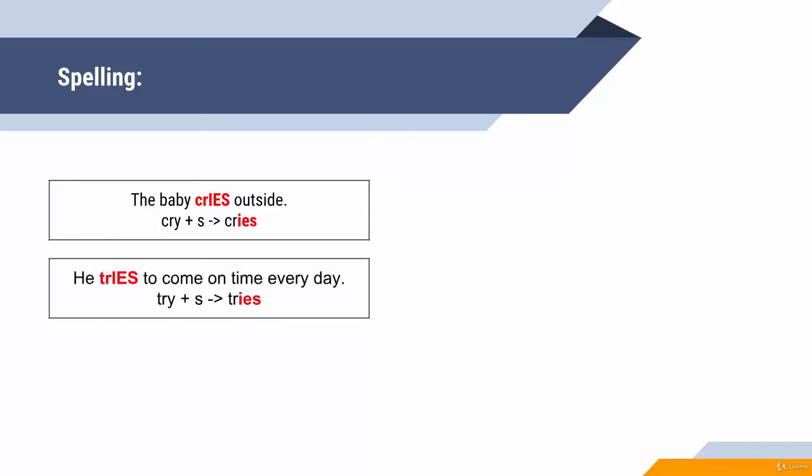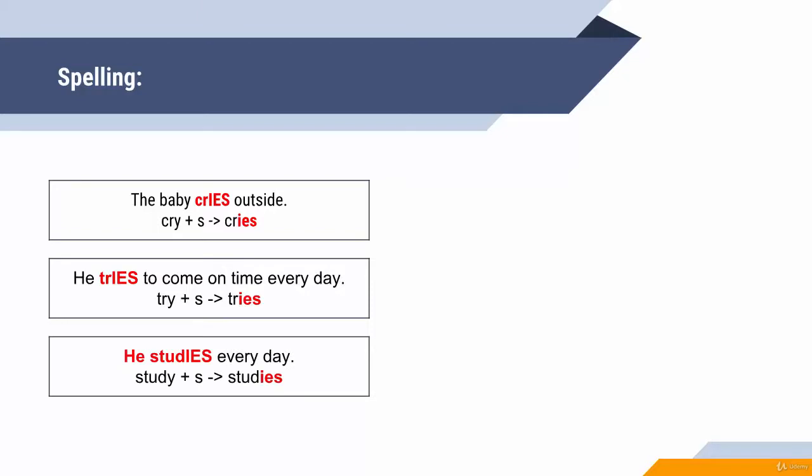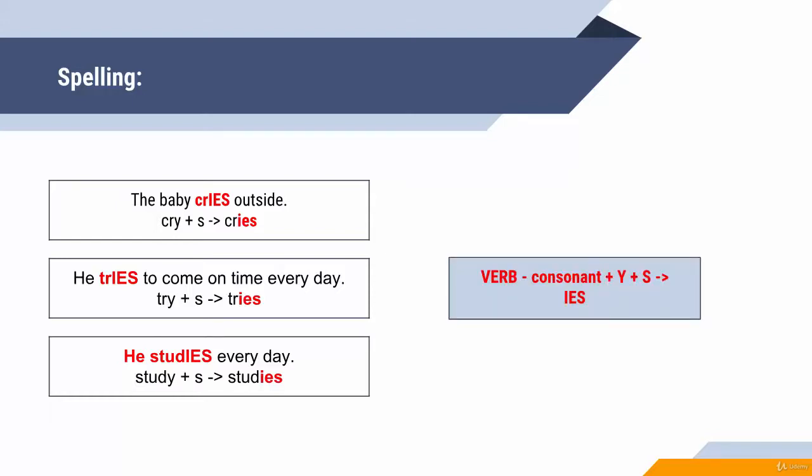Another example. He tries to come on time every day. Try plus s. Y is changed into IES. He studies every day. Same change you can see. What's the rule? When the verb finishes in consonant plus Y, cry, try, study, and you add s, then Y is changed into IES. The same rule as the plural forms of the nouns.